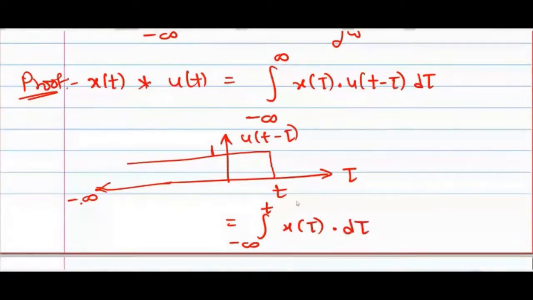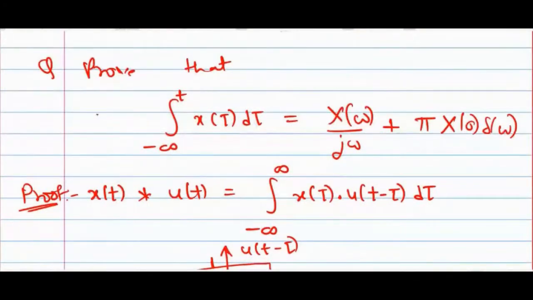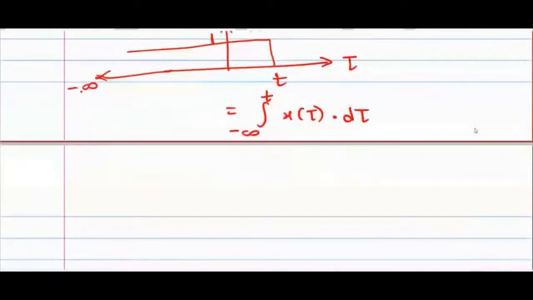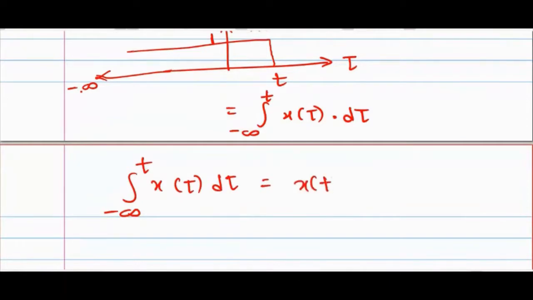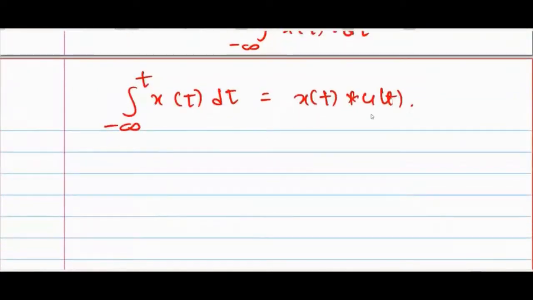And this is what we have to prove, that its Fourier transform is this much. Okay. So I found this result that integration minus infinity to t x of tau d tau is x of t convolution u of t. So this integration is x of t convolution u of t. So take Fourier transform.